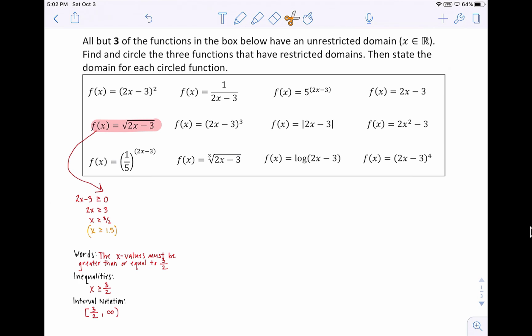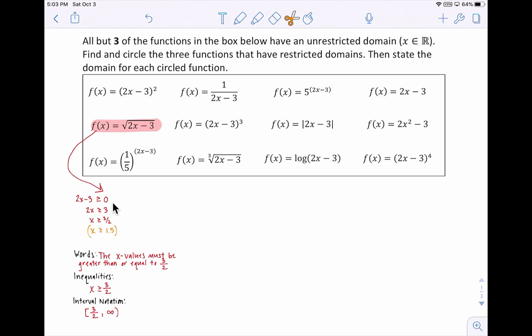The square root function we decided above has a restriction on the domain because we cannot take the square root of negative numbers. So we need to look at what's underneath the square root and say, all right, I can't let that be negative. I need to make sure that whatever is under that square root sign is 0 or bigger. We can do that by using an inequality to force it to be 0 or bigger. So I'm setting up the statement that 2x minus 3 has to be greater than or equal to 0, because if it's not, we're not going to be able to take the square root.